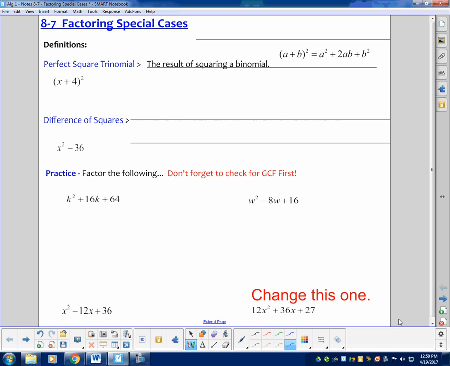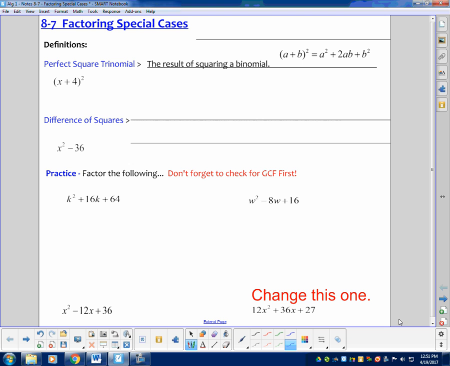So the result of squaring a binomial. If I take a plus b and square it, I get a perfect square trinomial. And the perfect square trinomial is a squared plus twice the product of ab plus b squared. As a matter of fact, we talked about this before break.